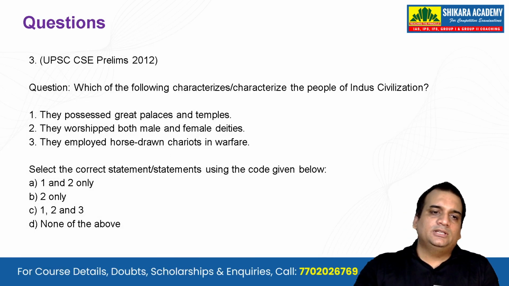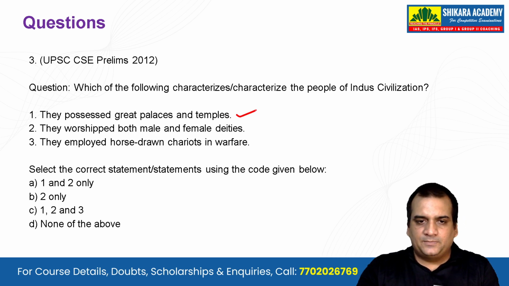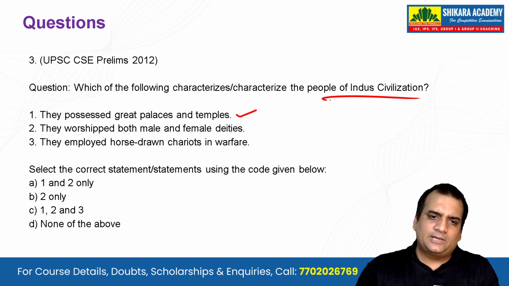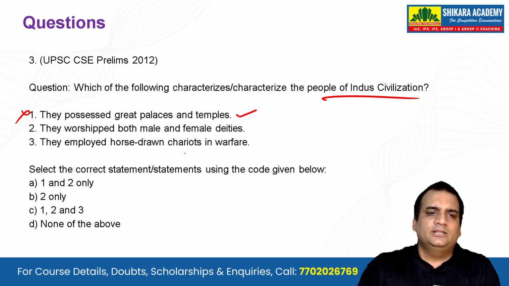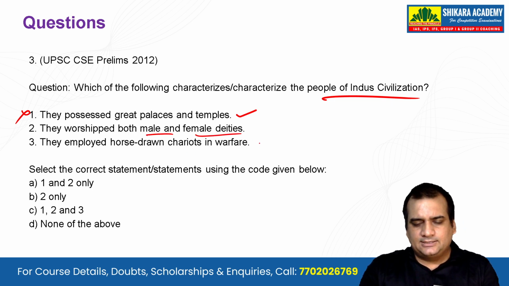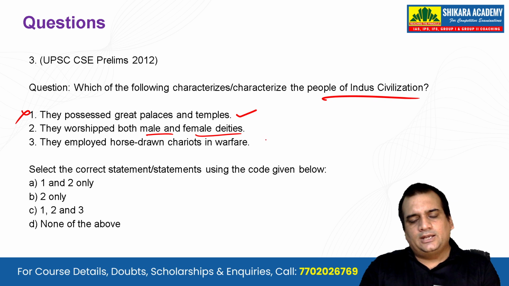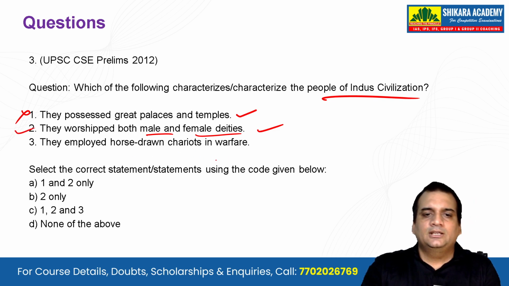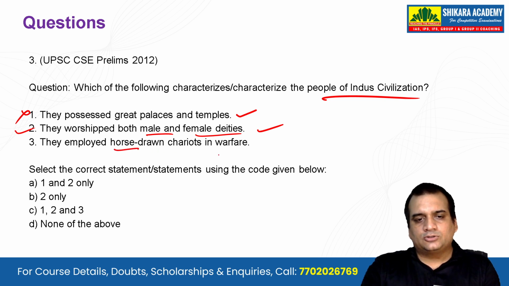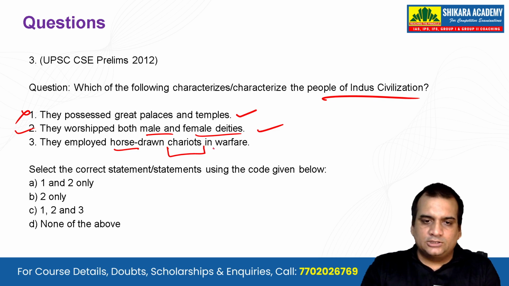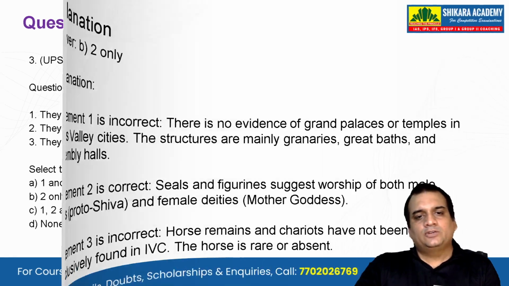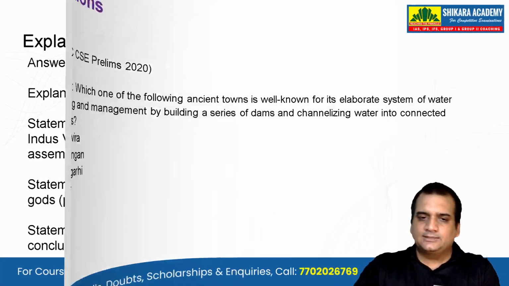The next question: they possessed great palaces and temples. Did the Indus Valley civilization possess any palaces or temples? We have right now seen it did not. They worshipped both male and female deities. Yes, Proto Shiva was also there and Mother Goddess was also there. So this is correct. They employed horse-drawn chariots in warfare. We have not seen or read anything about the horse or the chariots or the war even. So number 3 is also not correct. What would be the correct answer? Number 2 only is the correct answer.